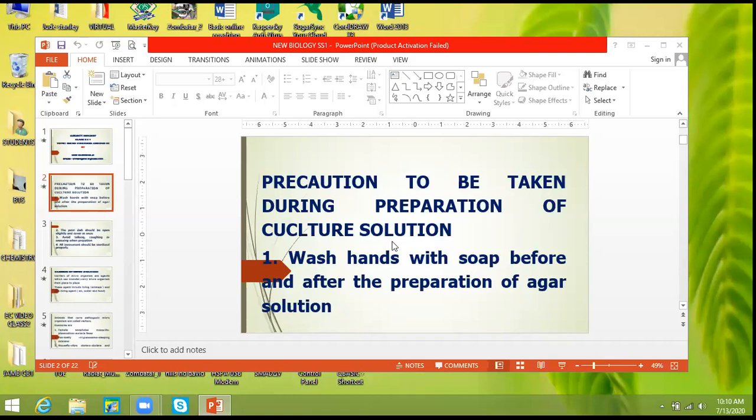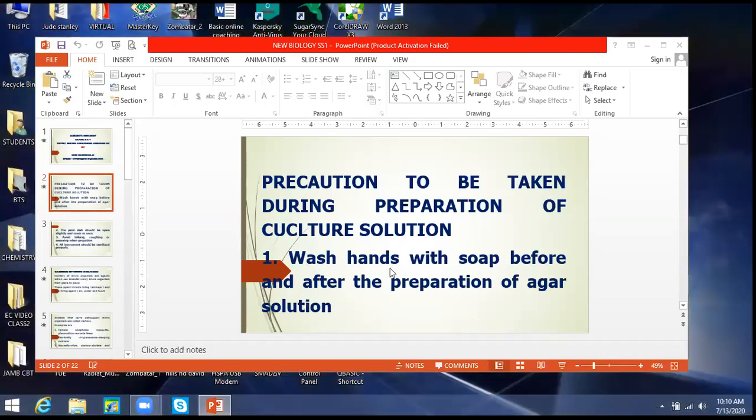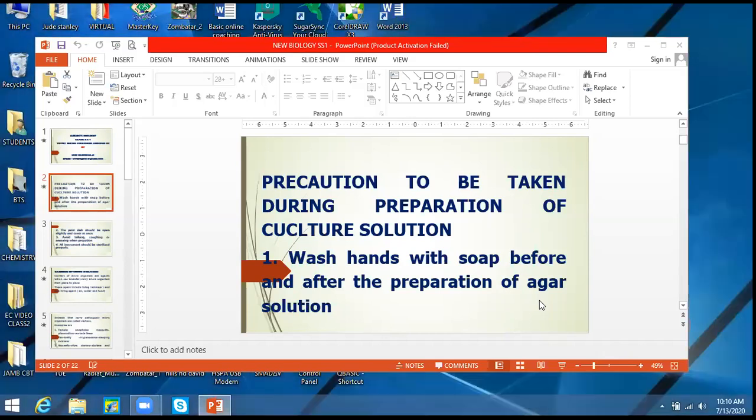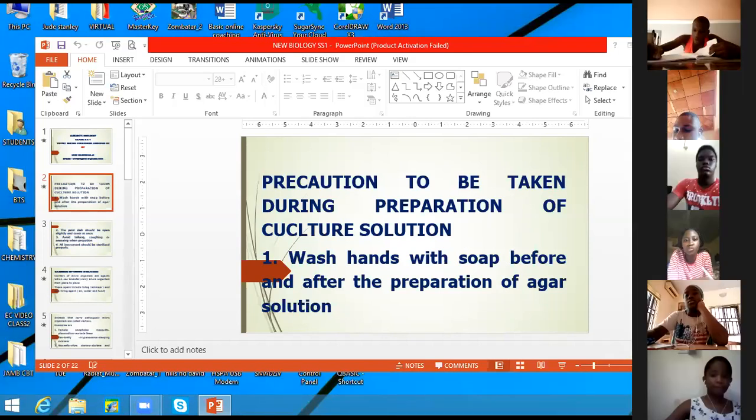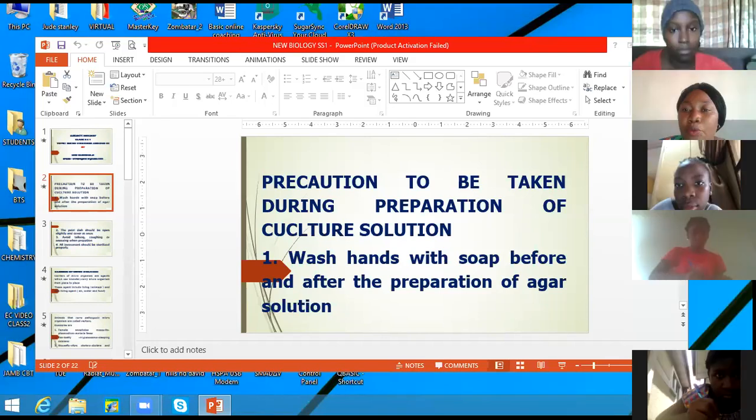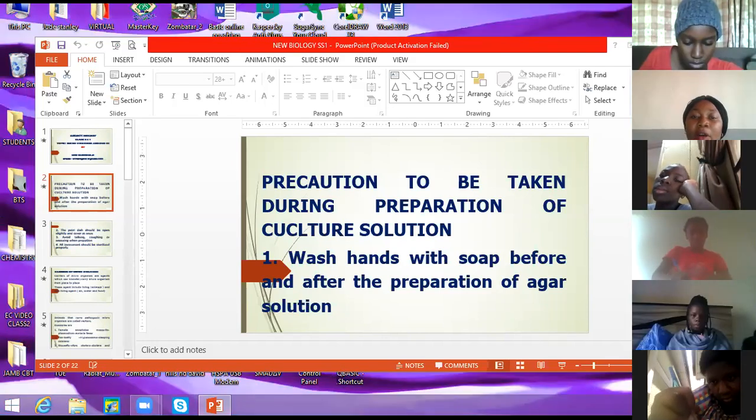Precautions to be taken during preparation of culture solution. Number 1, wash your hands with soap before and after the preparation of agar solution. You wash your hands with soap before and after the preparation of what? Agar solution. That is the first precaution you take. Before you prepare a culture solution, you wash your hands before and even after.